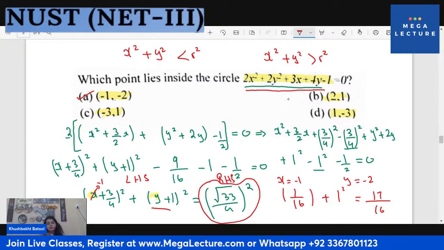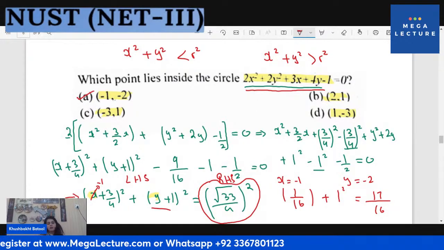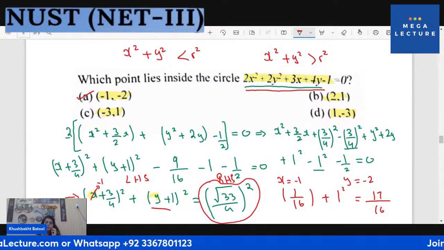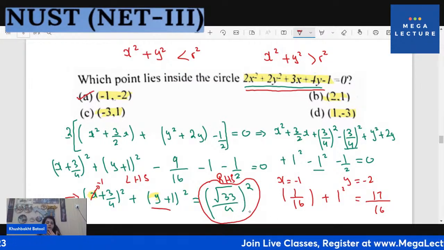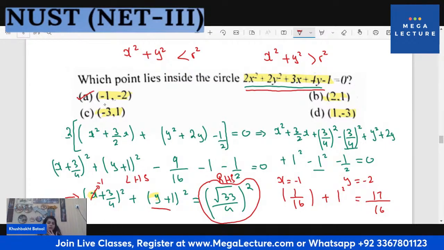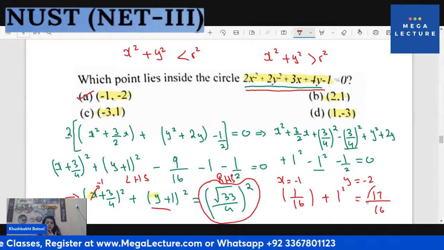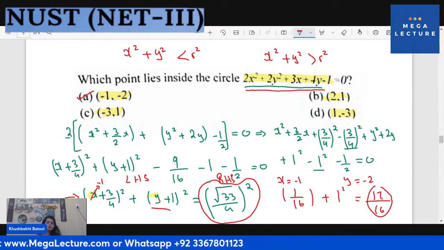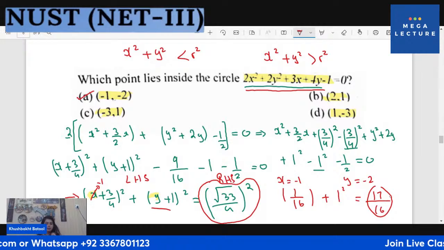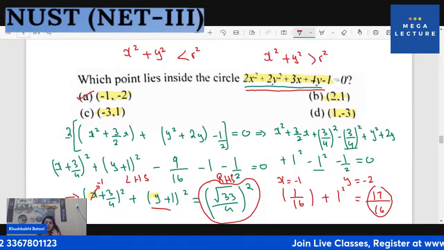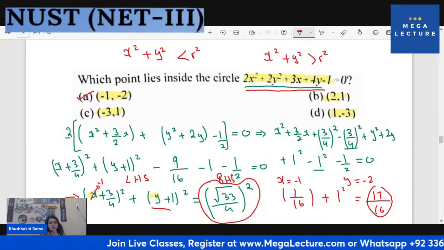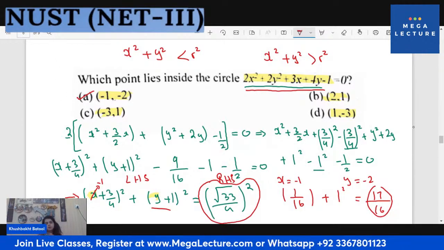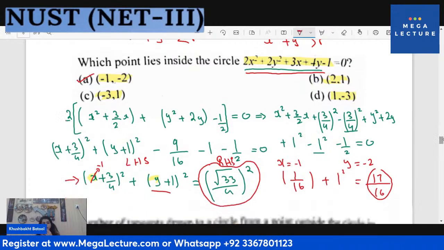And using this equation, I first of all converted this to the general form. Once I had a general form, I could see what my r squared would be. R squared would be 33 by 16. And when I plugged in the first coordinate, that is -1 and -2, I was getting 17 by 16. Now 17 by 16 is less than 33 by 16, right? Obviously. So that is how I know that my answer is going to be A. Alright, then you can check for B, C, D, and you will see that those points would be lying outside the circle.